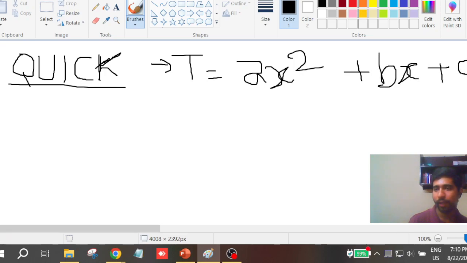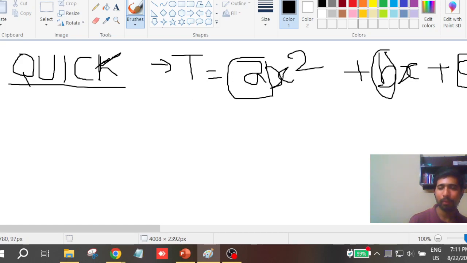Now how many coefficients are there here? There are three coefficients, right? A, B and C. So this is a quadratic equation. So to obtain three coefficients' values, how many equations do I need? I need three, right? Three equations I need.